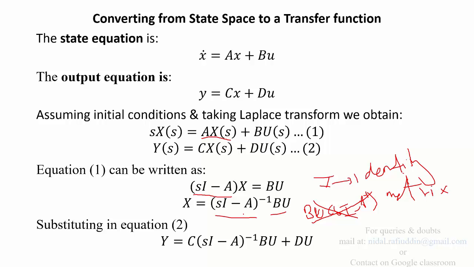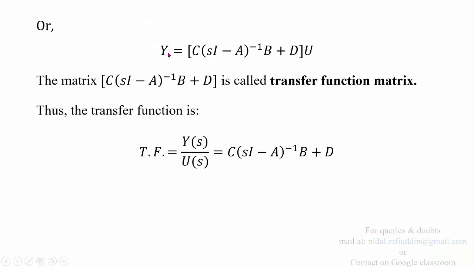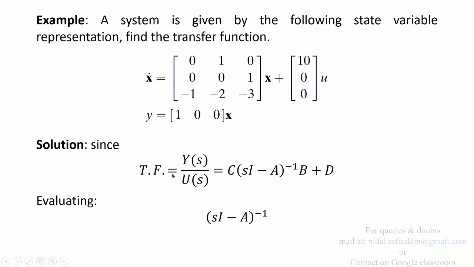So you know how to multiply and divide matrices and in what order they are going to be operated. Now if you substitute the value of X in equation 2, which is Y equal to CX plus DU, so substituting X equal to (sI minus A) inverse BU at this place, you get Y is equal to C(sI minus A) inverse BU plus DU from equation 2. Now this can further be written, if you take U as common, as this expression multiplied by U. And this matrix C(sI minus A) inverse B plus D is called a transfer function matrix, because the transfer function is obtained by the output Y divided by input U, which gives you the term C(sI minus A) inverse B plus D. So this is the expression for finding the transfer function if the state model of a system is already given.